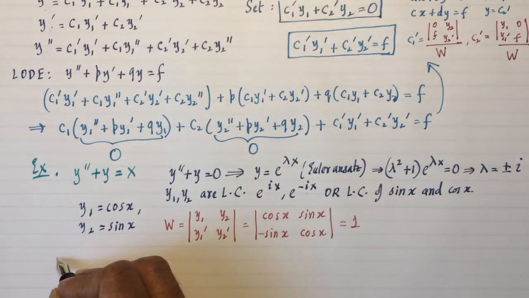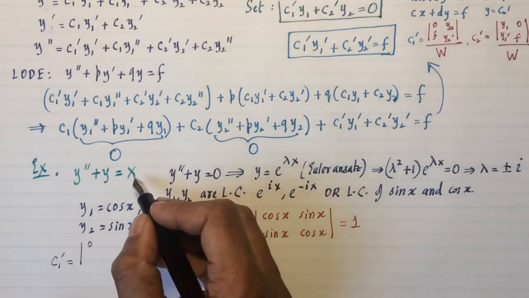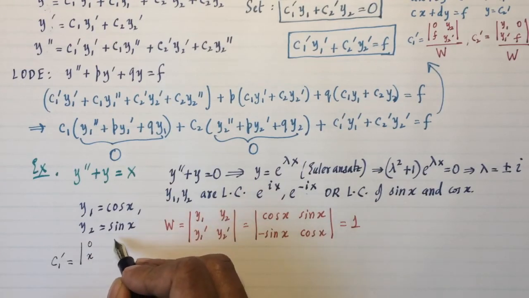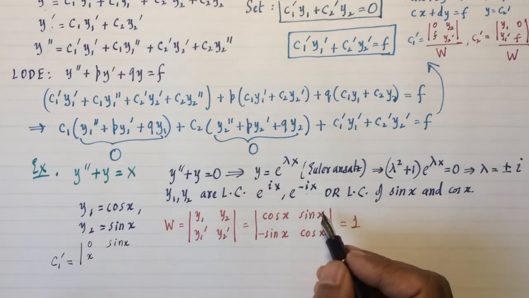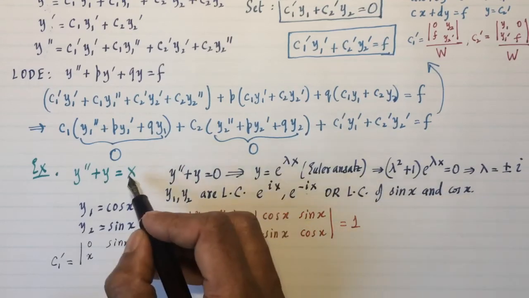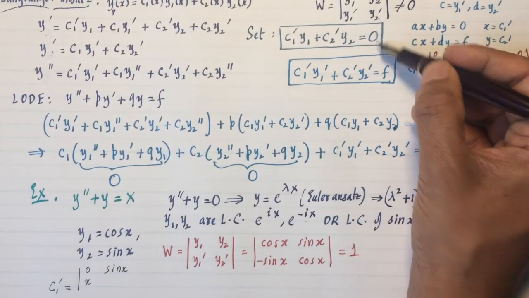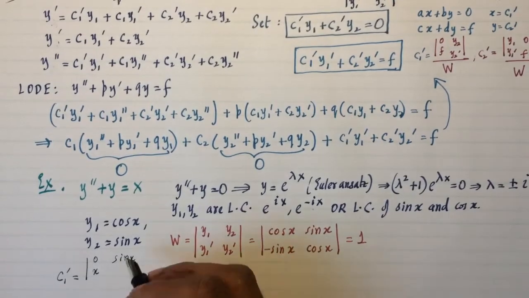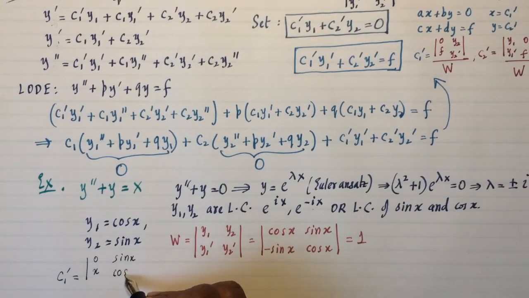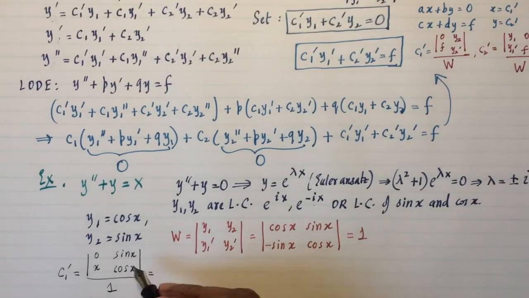Let's find out what C1 prime is. C1 prime would be 0, f, which is this thing here, sine x. I would just stare at the Wronskian all the time. So in this first column of the Wronskian, substitute 0 comma f. It always is 0 comma f because that's the assumption we made, and that's f. So this is sine x, cosine x, divided by the Wronskian, which is 1. So let's see what this is. I get 0, negative x sine x.